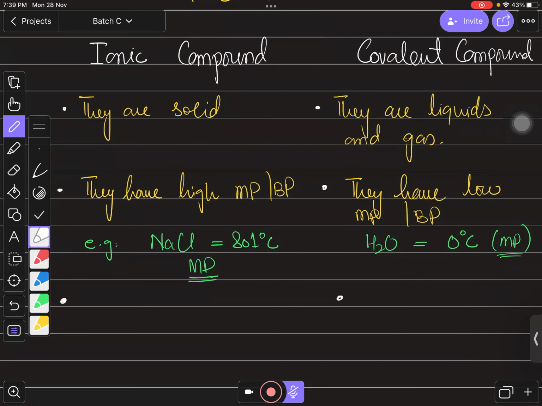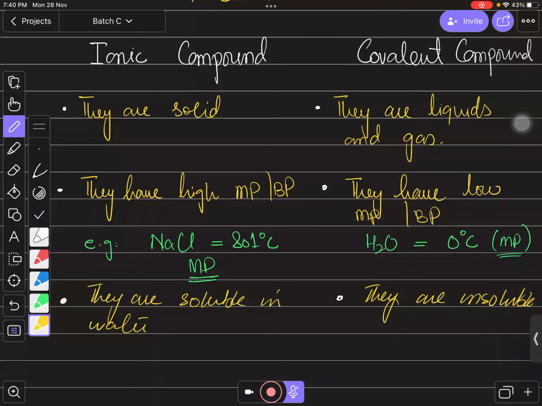Then they have high densities and low densities as well, but we are talking about solubility. Ionic compounds are soluble in water because they have ions. But when you talk about covalent compounds, they are insoluble in water. Most of them are insoluble in water, not all the time.